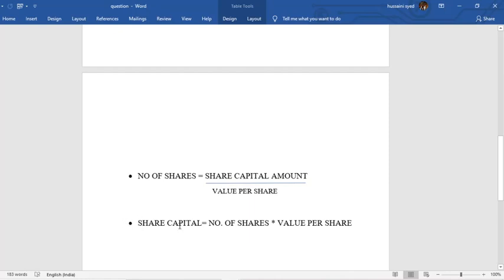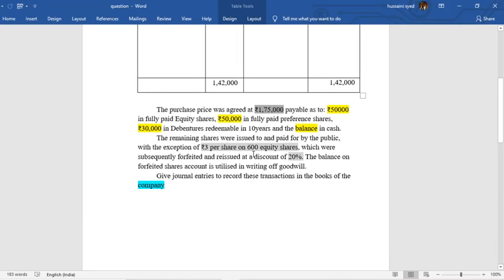And if you want to know the capital value, how can you find that out? Number of shares multiplied by value per share. With the exception of rupees 3 per share on 600 equity shares. Exception means except these shares. This represents your calls in arrears. So except these shares, the company has received the amount on all the shares.